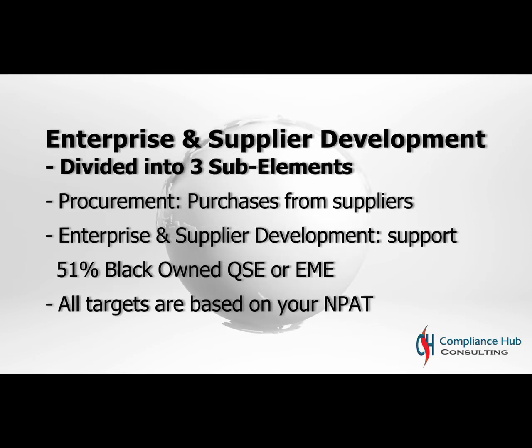For enterprise and supply development, this consists of three sub-elements, which is procurement, enterprise development, and supply development. Procurement is where you purchase services or products from suppliers throughout the year. Enterprise and supply development is where you assist a 51% black-owned EME or QSE by contributing towards business. All targets, expenditure, monetary and non-monetary, are based on a percentage of your net profit after tax at year end.